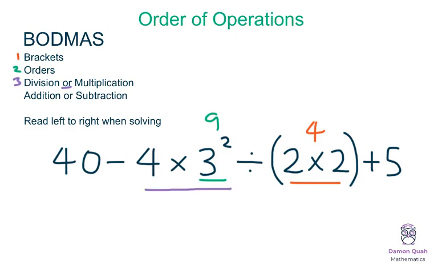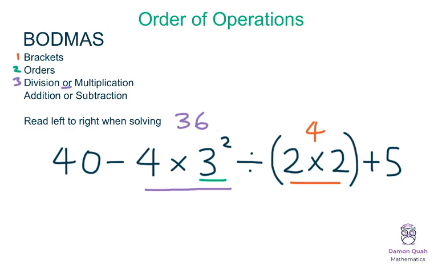We're looking at 4 times 3 to the power of 2, which is 4 times 9, and we solve that one first. We're not looking at the division section yet because it is to the right. We're going left to right. So 4 times 9 is 36.